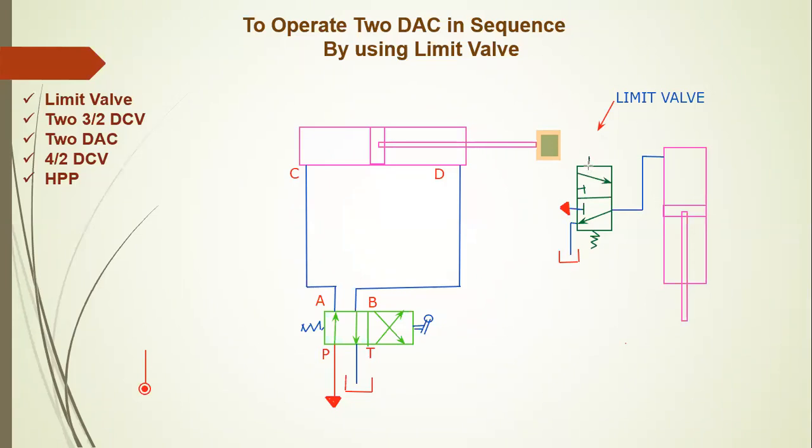Here we complete the first drawing for the 3 by 2 direction control valve. Give here two limiting valves. Then we require another 3 by 2 direction control valve. This is another direction control valve of type 3 by 2.